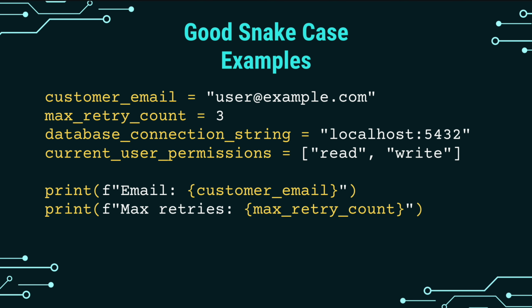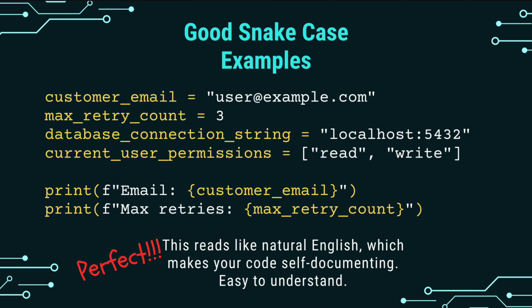Here are some great examples of snake case in action. customer_email, max_retry_count, database_connection_string. Notice how these names read almost like natural English. This makes your code self-documenting. Someone can read a line like print(customer_email) and know exactly what's happening without needing extra comments.